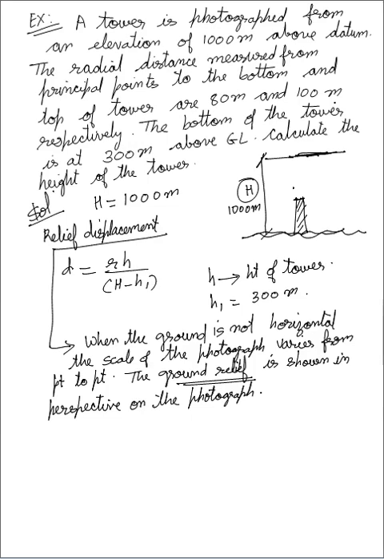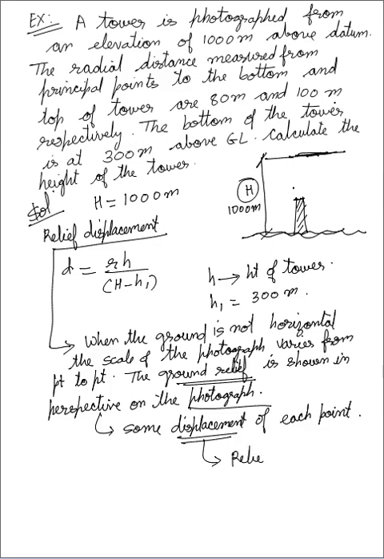So what happens basically is that every point on the photograph will be displaced from its original position. Due to this there will be some displacement of each point, and this displacement is known as relief displacement. Here you have to remember this formula.